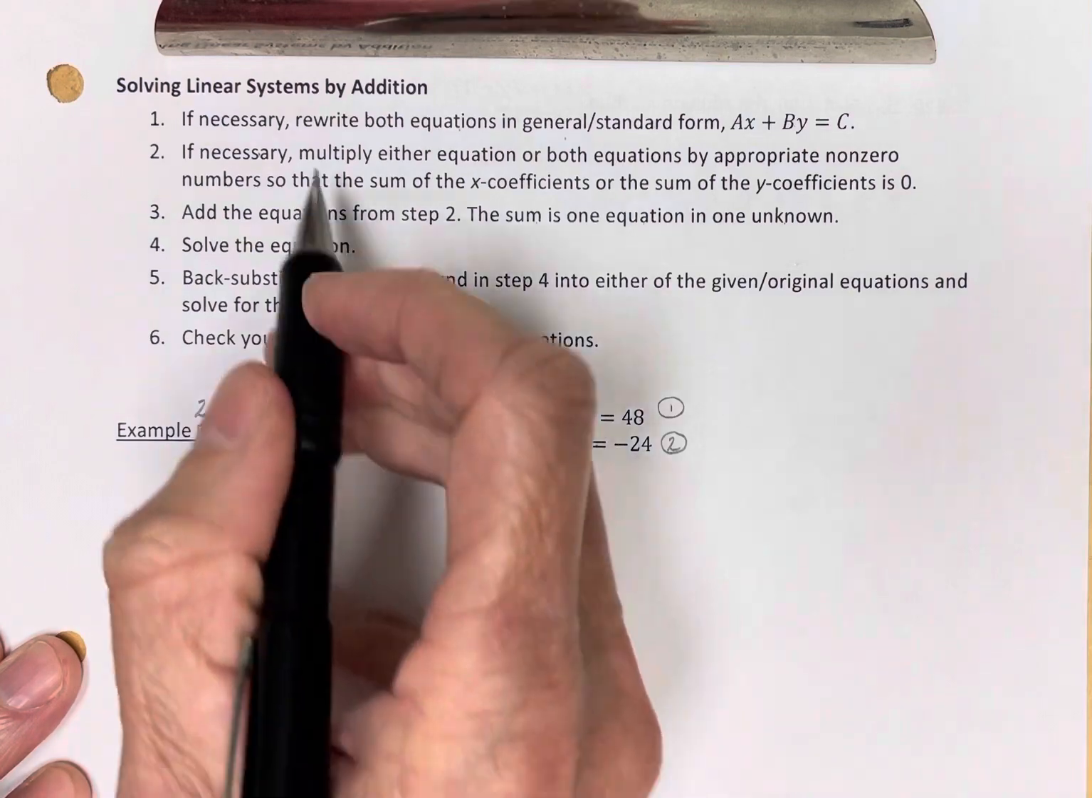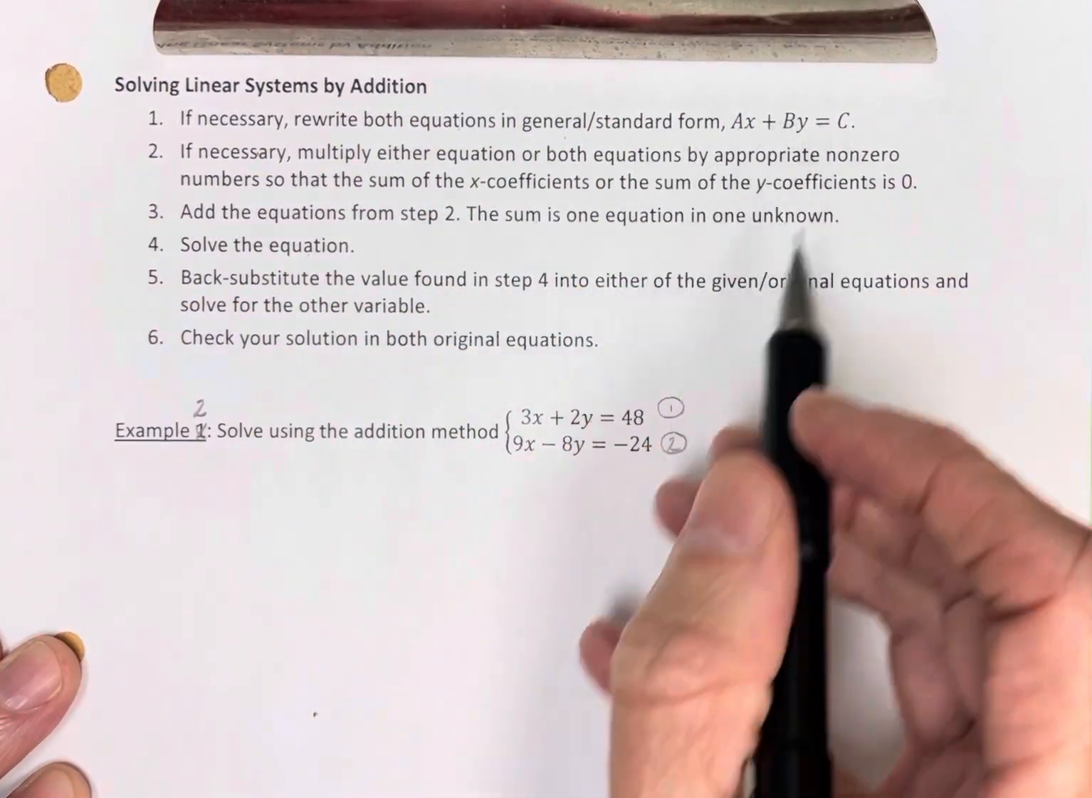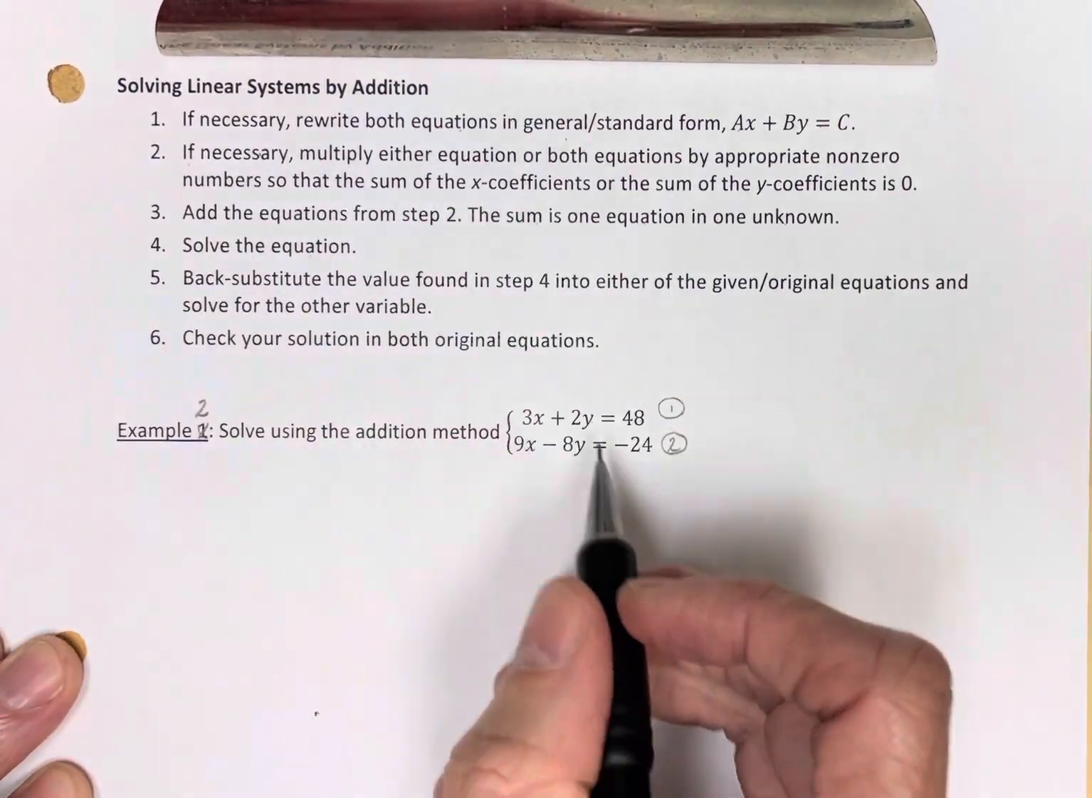And I'm going to write them. So step 1, if necessary, make sure they're both in general or standard form, and they are. So step 1 is already taken care of. Step 2, I'm going to write them down again.